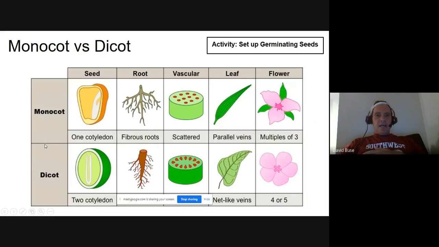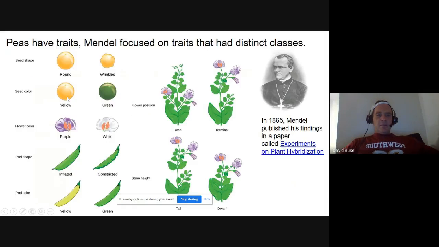Monocot versus dicot flowering plants. We looked at an example of a dicot plant during semester 1 with our marigolds. A dicot plant has fibrous roots. It has net-like veins and flowers in multiples of 4 and 5. So again, so far, let's not stress too much about plant biology, but I would like for you guys to be aware of that because it's something that you didn't really study in your introductory biology class and that you should be aware of. So let's get back to Mendel.